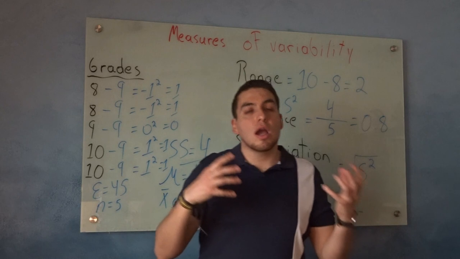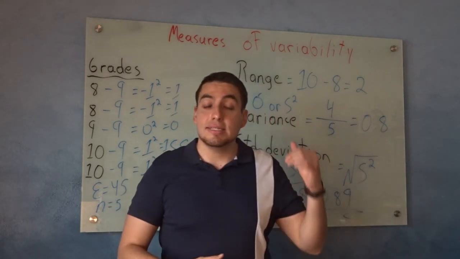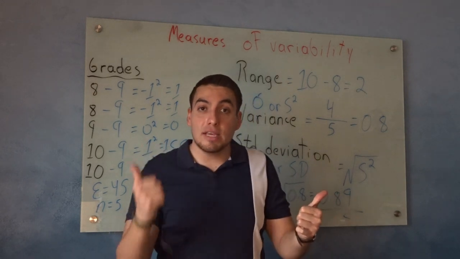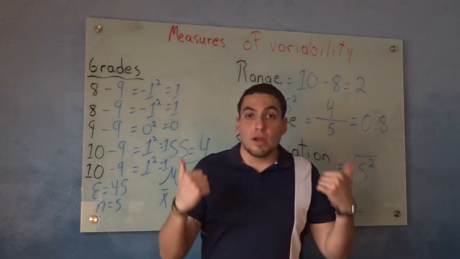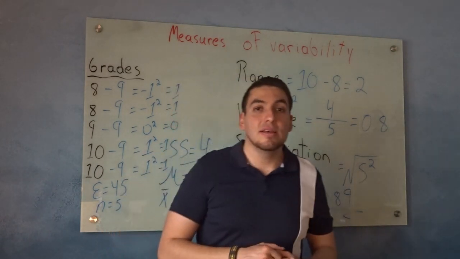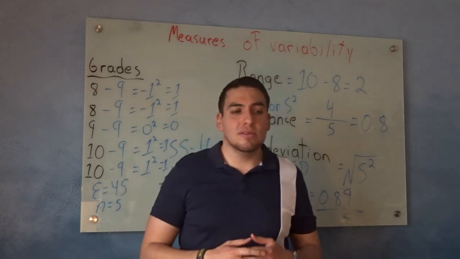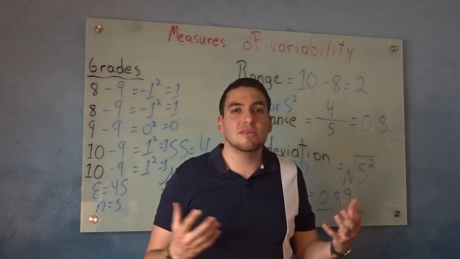Typically, the most common measures that are reported, and the ones that we'll use most in this class, are the mean and the standard deviation. To summarize it, I love peanut butter and jelly sandwiches, so I always think about it: they're meant to go together. It's like peanut butter and jelly.